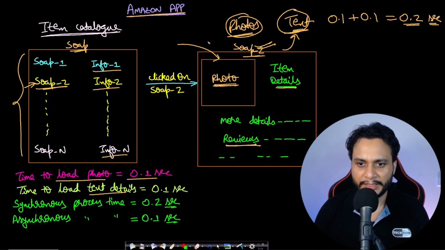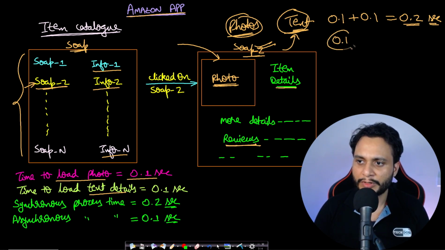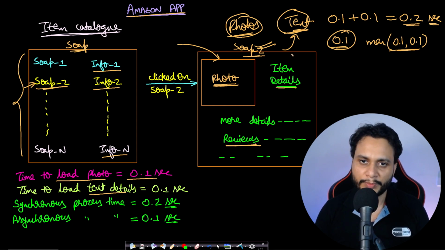But since they are independent, right, the photos do not depend on the text because they may be kept at two different places, and so we can parallelly retrieve them. And if you parallelly get the photo and the text, then you will do the same job in 0.1 second. How did we get 0.1 second? It will be the maximum time of 0.1, 0.1, because you are doing parallel operation now.